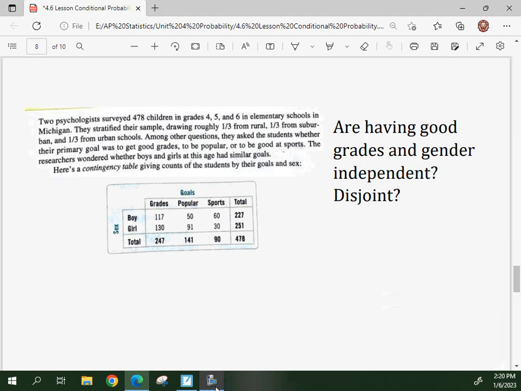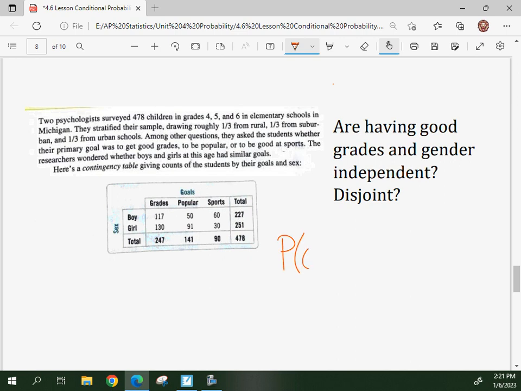Back to our children in school and their preferences. We want to know if having good grades and gender are independent. So since we were talking about the girls before, we'll talk about them again. We'll see if the probability of grades being the most important given you are a girl is the same as the probability that grades are the most important thing in general.